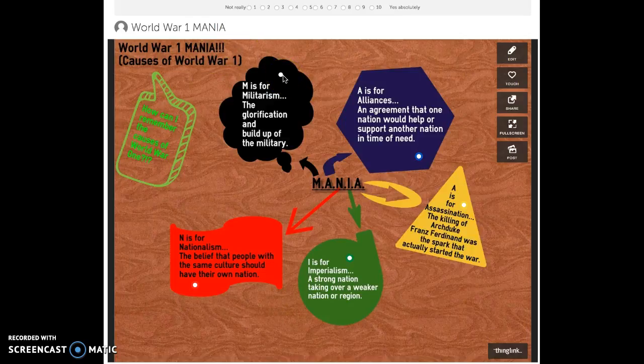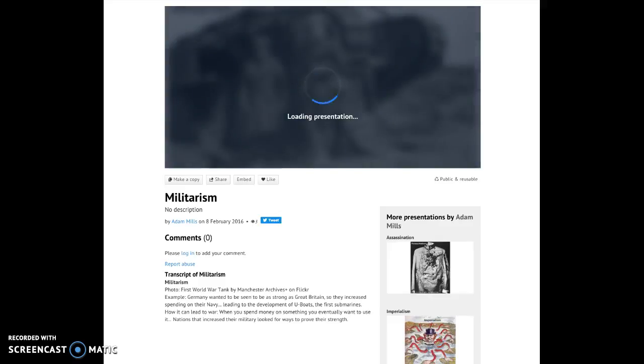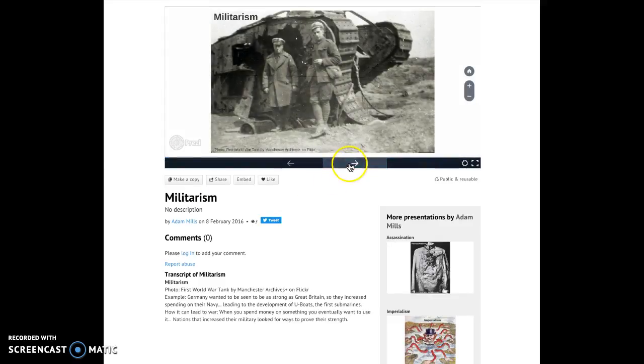M is for militarism. This is the glorification and buildup of the military. This happened in a lot of nations after they went through the Industrial Revolution. They would use their new factories to create new and better military goods.